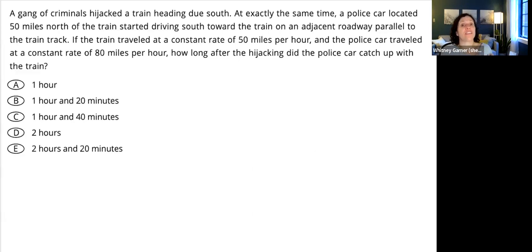Okay, so we have to dig through all the wording, but we draw the picture. So we've got some criminals hijacking a train and they're headed south. So I'm going to be like, okay, here are my criminals. Let me make some space. Here are my criminals and they're headed south.